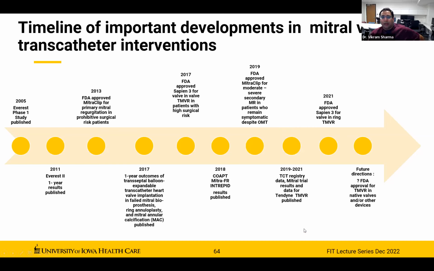Subsequently, we had data related to the use of Tendyne and other transcatheter mitral valves in the native valve. In 2021, we had the FDA approval for SAPIEN 3 to be used for valve-in-ring TMVR. And for potential future directions, there may in the future be an expectation for FDA approval for TMVR devices in native valves, as well as some of the other devices we mentioned, including some of the annuloplasty devices. And that might give us more options to treat this patient population.